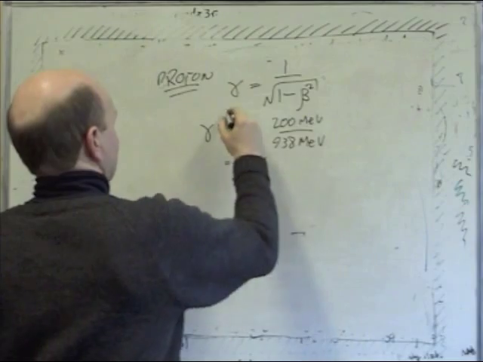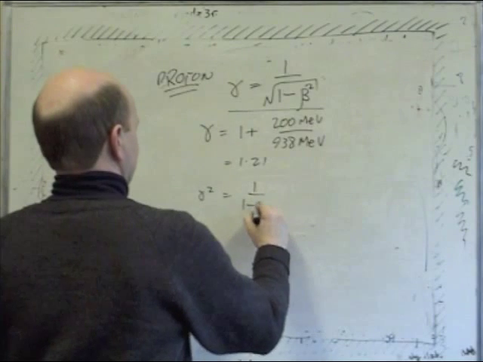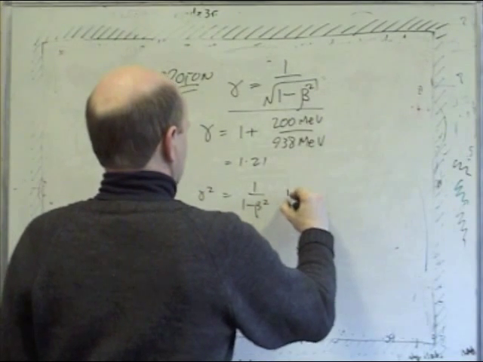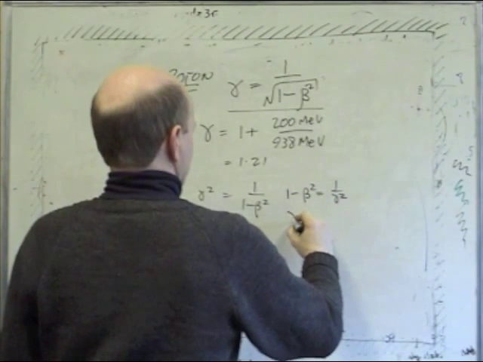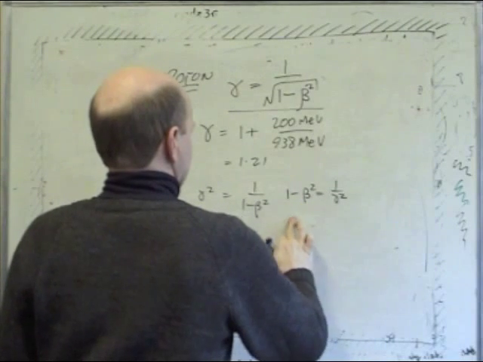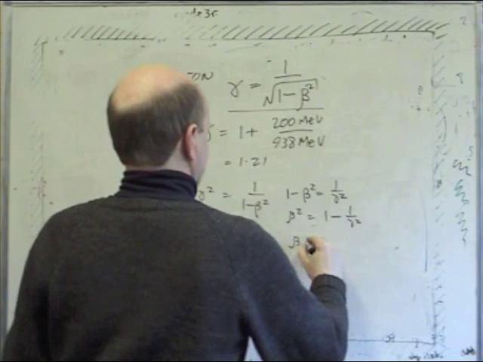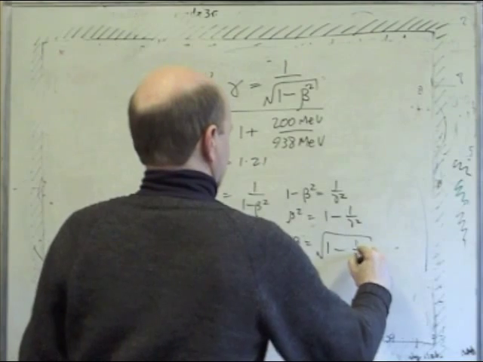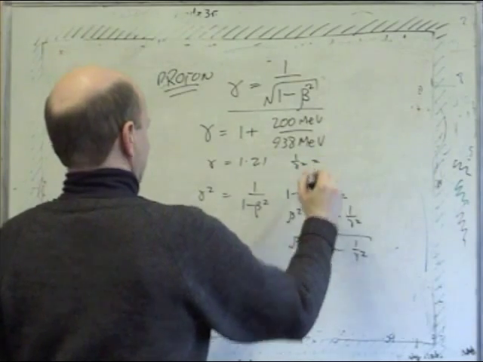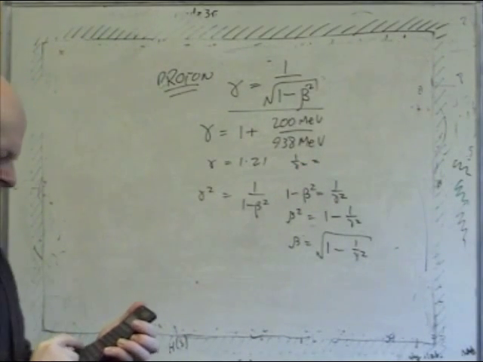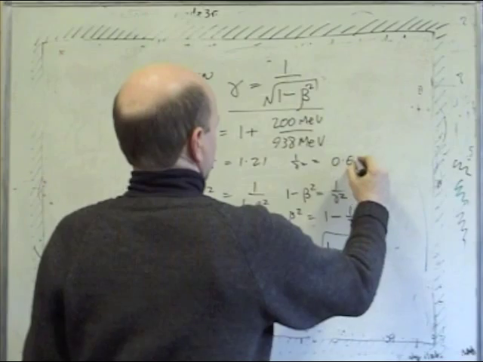So, starting with this definition of gamma, we have that gamma squared equals 1 over 1 minus beta squared, so that 1 minus beta squared equals 1 upon gamma squared, or beta squared is 1 minus 1 upon gamma squared, or that beta equals the square root of 1 minus 1 upon gamma squared. So if gamma is 1.21, 1 over gamma squared equals 1 divided by 1.21 squared, which is 0.683. We'll just do 0.68.